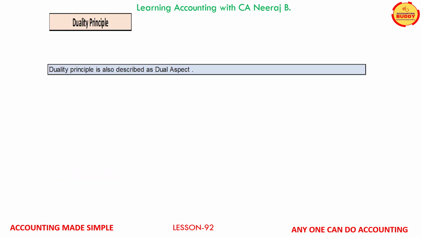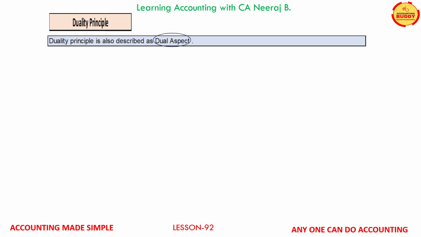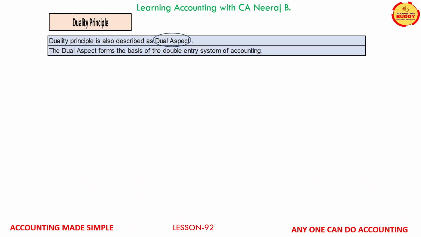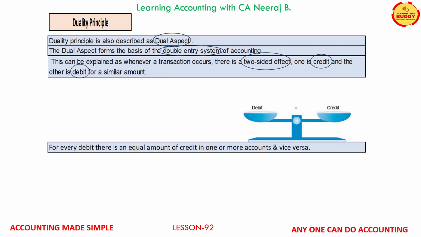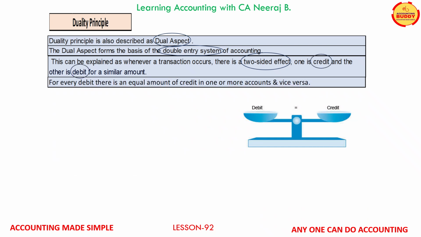Principle of duality is also described as dual aspect. Dual aspect forms the basis of the double entry system of accounting. I hope you remember we learned about the double entry system of accounting in chapter 1 and chapter 2 videos. Whenever a business transaction or a business event occurs and is required to be recorded, there will always be a two-sided effect. One account is credited and another account is debited with the same amount.